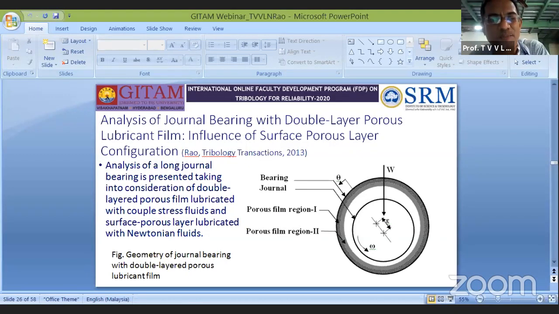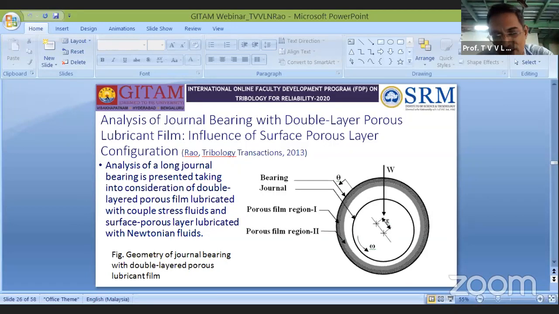And as I also highlight at this point, most of our analysis is based on the long bearing approximation only. Usually when you say it is L by D greater than 2, we can ignore the axial flow. So dominantly the gradient of the pressure in the circumference is the dominant parameter to determine the pressure at steady state or the pressure gradients under dynamic conditions. So this is what the analysis is all about, and this particular paper in fact highlights.